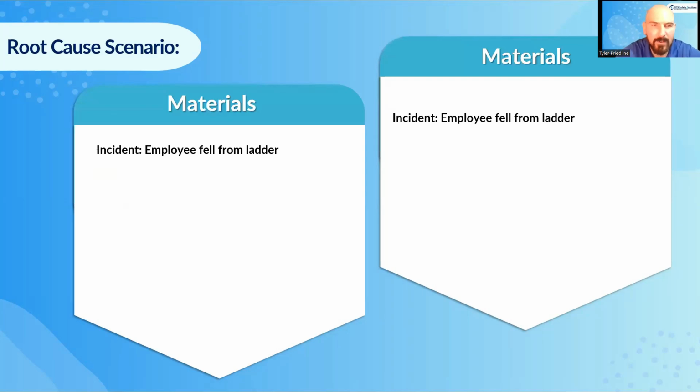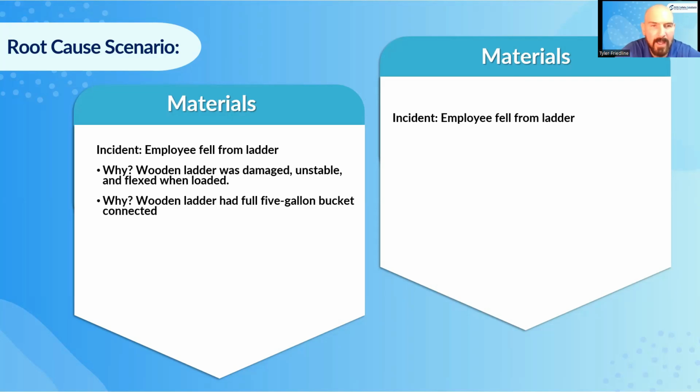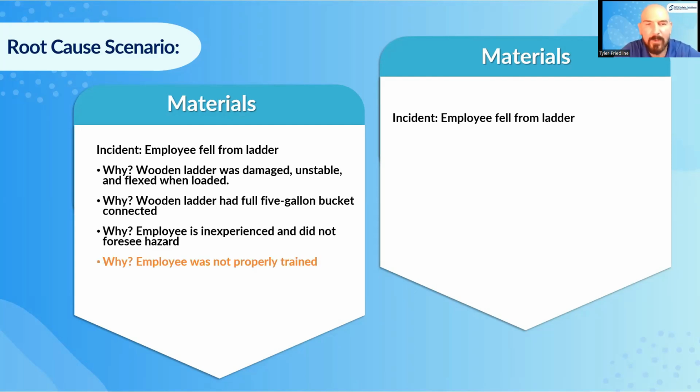How about the materials / equipment? Well, the wooden ladder was damaged, unstable, and flexed when loaded. Why is that? The wooden ladder had a 5-gallon bucket connected. Why is that? The employee is inexperienced and did not foresee the hazard. Why is that? The employee was not properly trained. So we got there 3 different ways so far to the training. Remember how I said your 5 why analysis can branch out? So here we're branching out.